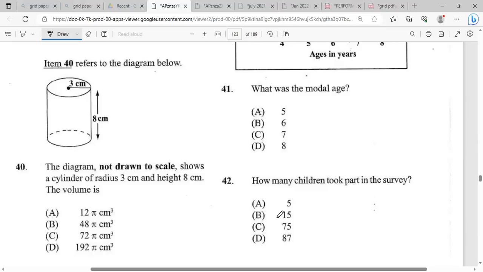The volume is, so it's 3 centimeters for the radius. So it's pi r squared. So we put a pi and we times by the height, which is 8. So 3 times 3 is 9, 9 times 8. That gives us 72 pi. They're not even going to make you work it out, so that's why you know that.